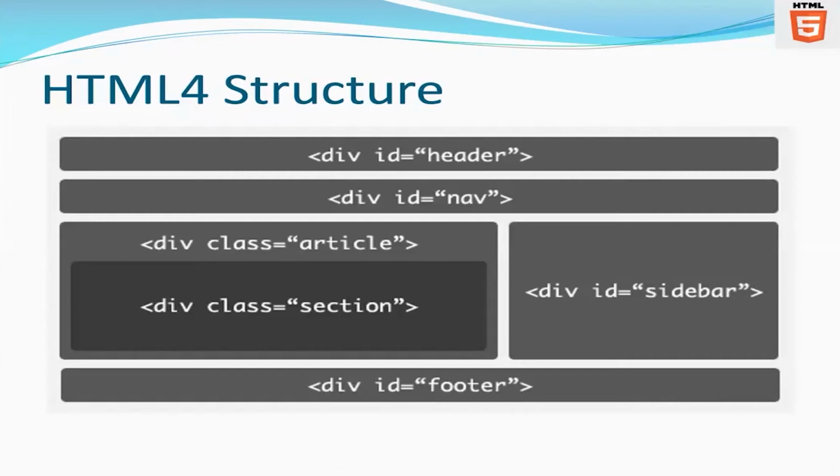I've got a div, ID says header, okay, the header section of the page. Nav, possibly that's where my navigation bar resides. I've got a div which represents an article. An article can comprise of a section or maybe even multiple sections. A div, which is the sidebar, and I've got a section which represents the footer.